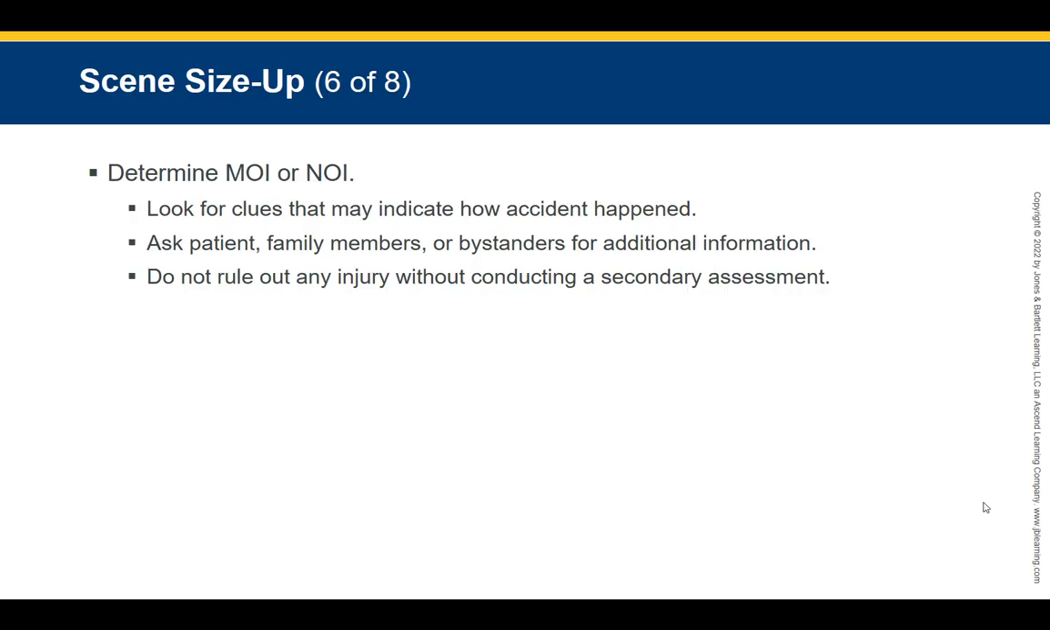If we don't know what's going on, if the patient can't tell you, I would definitely ask family members or bystanders or whoever, hey, what's going on? Did you see anything? And as you're assessing the patient, don't rule out anything without first doing what we call a secondary assessment, which is looking over the patient head to toe, right?